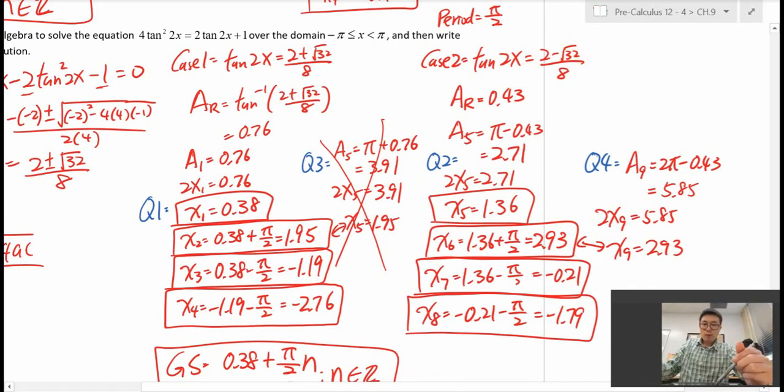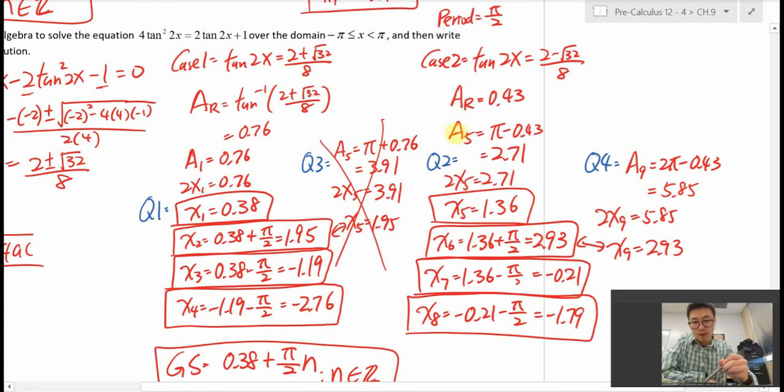So I can't remember what this was. Let me do it quickly here. 2 minus root 32 divided by 8. This was negative 0.45. So when you find the reference angle, remember it's inverse tangent of positive 0.45. Okay, don't use the answer button on your calculator. So you get the reference angle of 0.43.